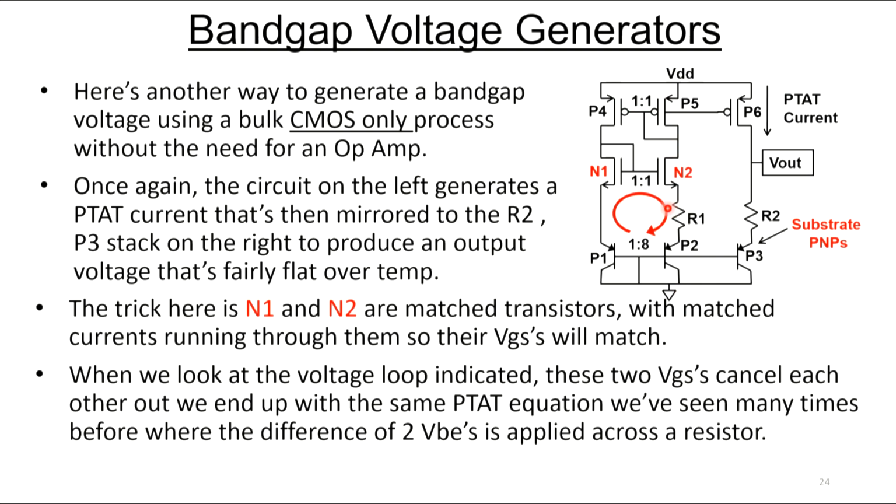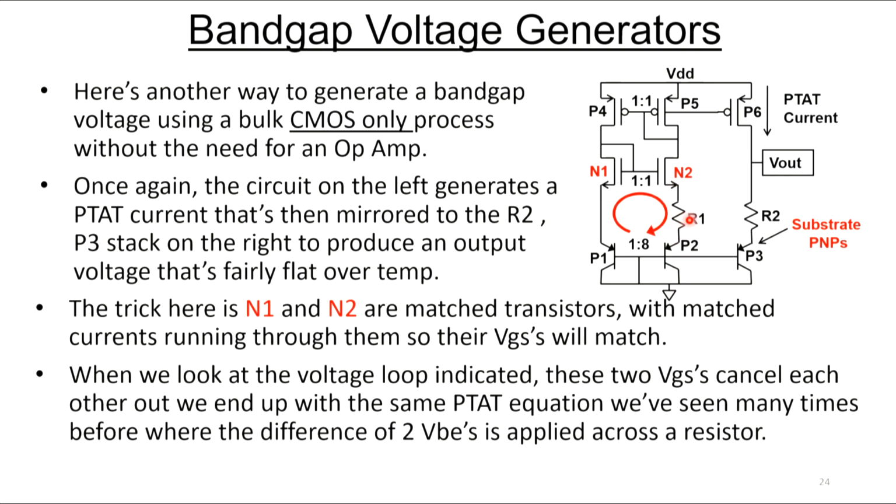And since these two transistors are matched 1-to-1, and they have the same currents running through them, we're saying, oh, this VGS and this VGS are identical. If we went around this loop, those two VGSs are going to cancel each other out, and we end up with the same exact equation again.